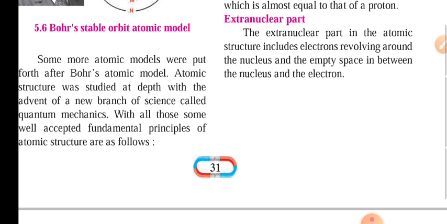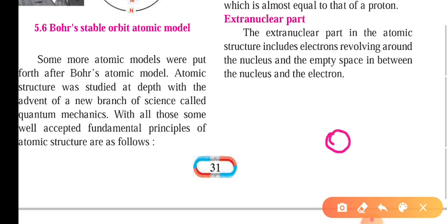After that, the next part is the extranuclear part of an atom. The extranuclear part in the atomic structure includes electrons revolving around the nucleus and the empty space between the nucleus and electrons. So if I want to draw the structure of the atom, then at the center we have the nucleus in which we have protons and neutrons, and electrons are revolving around it like this.